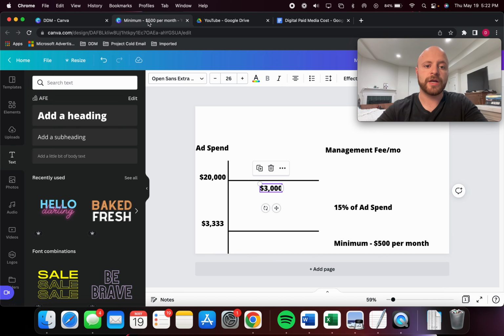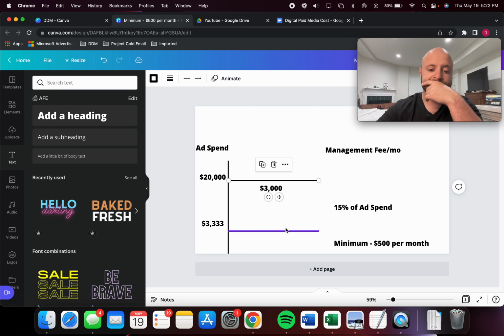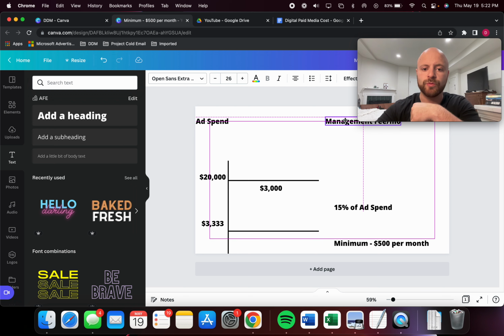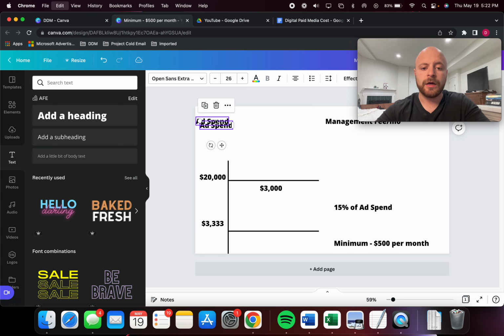All right, so now let's go back to our graph here. So we're cut off at $3,000. So after this, I believe, I'm going to push this up here. Let's push this up here. By the way, I love Canva so much because it automatically sets my lines.